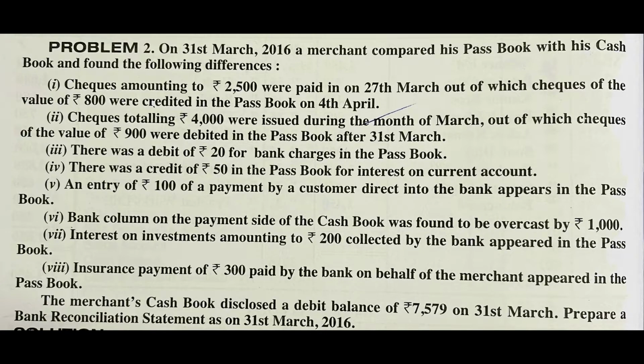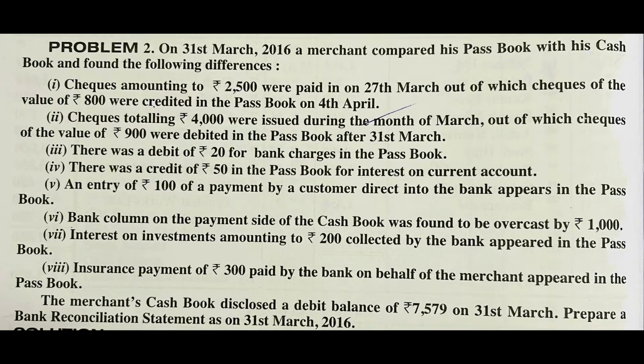Fifth, an entry of 100 rupees of a payment by a customer direct into the bank appears in the passbook. Sixth, the bank column on the payment side of the cash book was found to be overcast by 1,000 rupees. Seventh, interest on investments amounting to 200 rupees collected by the bank appeared in the passbook. Eighth, insurance payment of 300 rupees paid by the bank on behalf of the merchant appeared in the passbook.